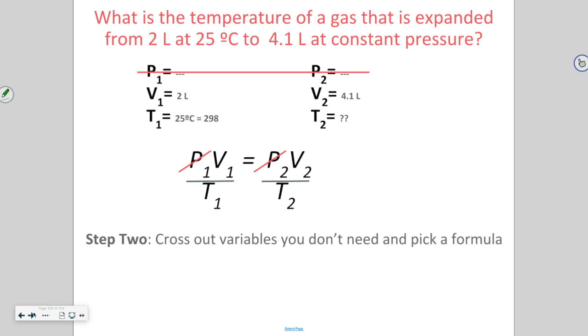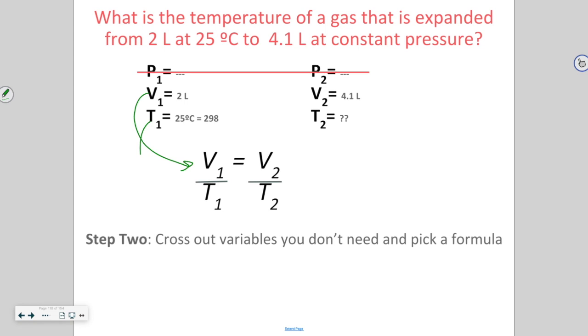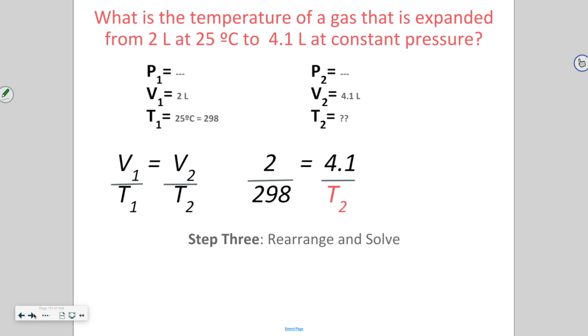All right, so mark out those variables we don't need. We notice that P is not there, so I can mark out P from my equation, right? Because constant means P would be the same on both sides. Therefore, it is not going to affect anything. So when we take away P, I just have V1 over T1 equals V2 over T2. Plugging into your equation, we're going to plug in our V and T, and here's what you have. 2 over 298 equals 4.1 over T2.